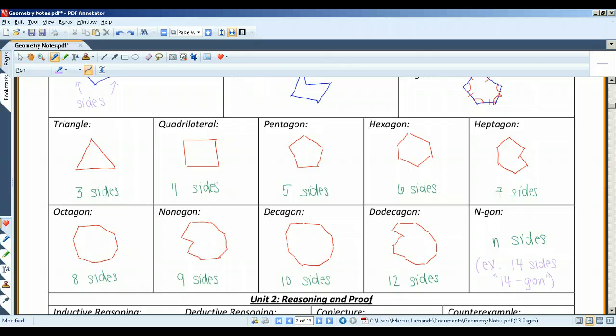So for example, a polygon with 14 sides would be called a 14-gon.